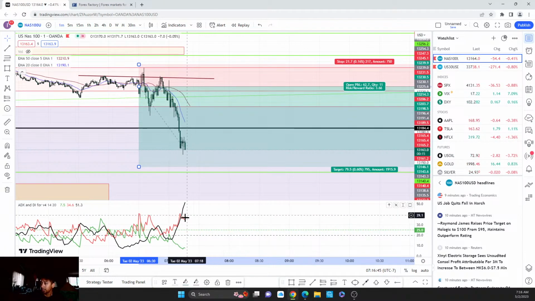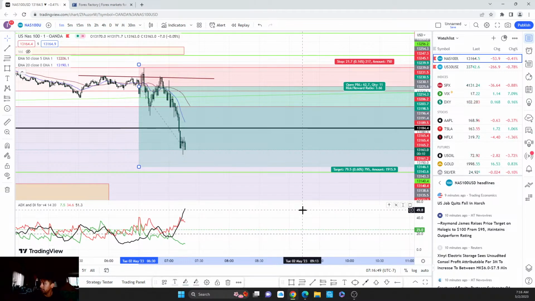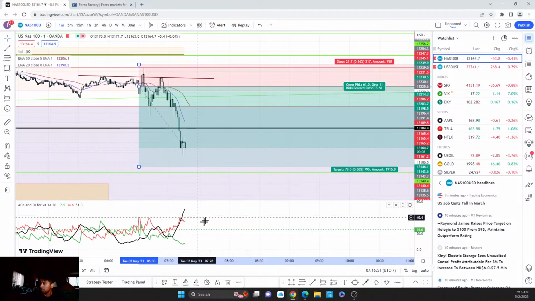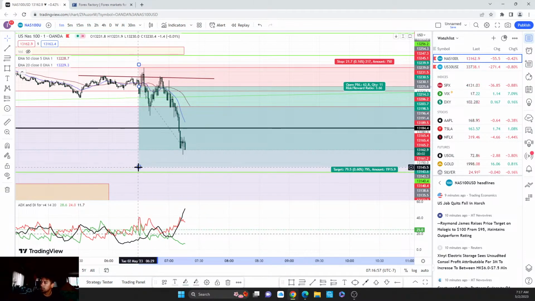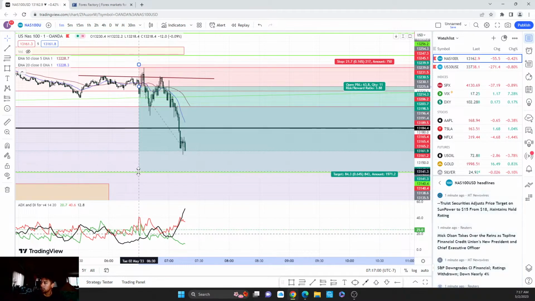Oof. The trend is blowing past shit right now. So I think he said when it hits 50, that's when the trend's like in major trend. I don't know. Like the trend is hitting right now, so.